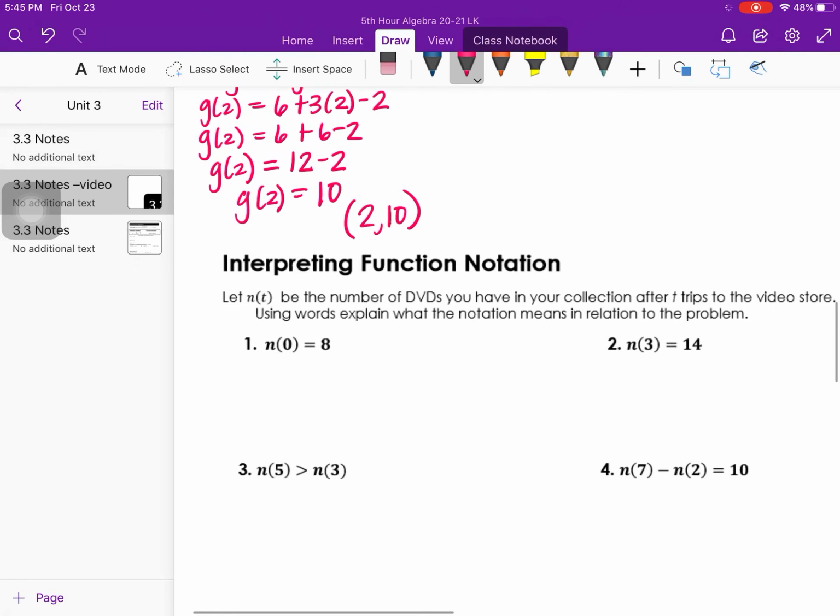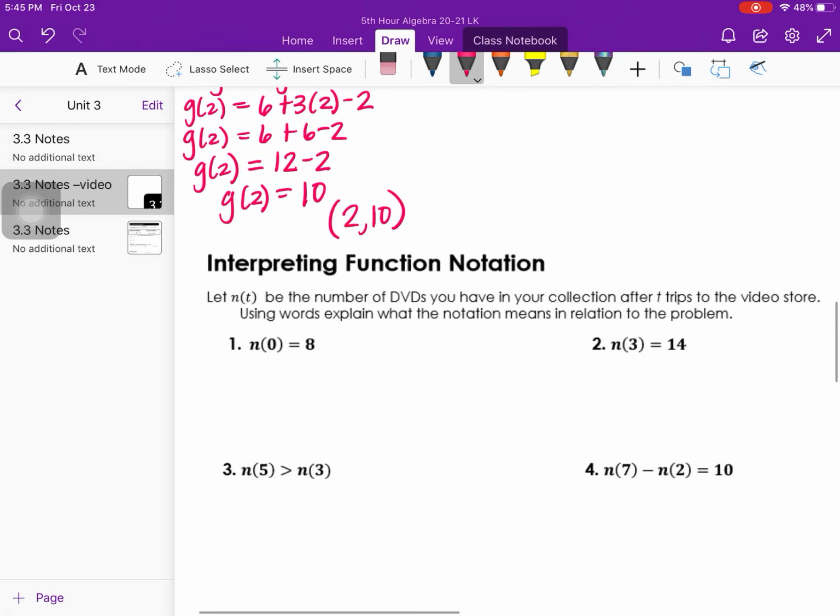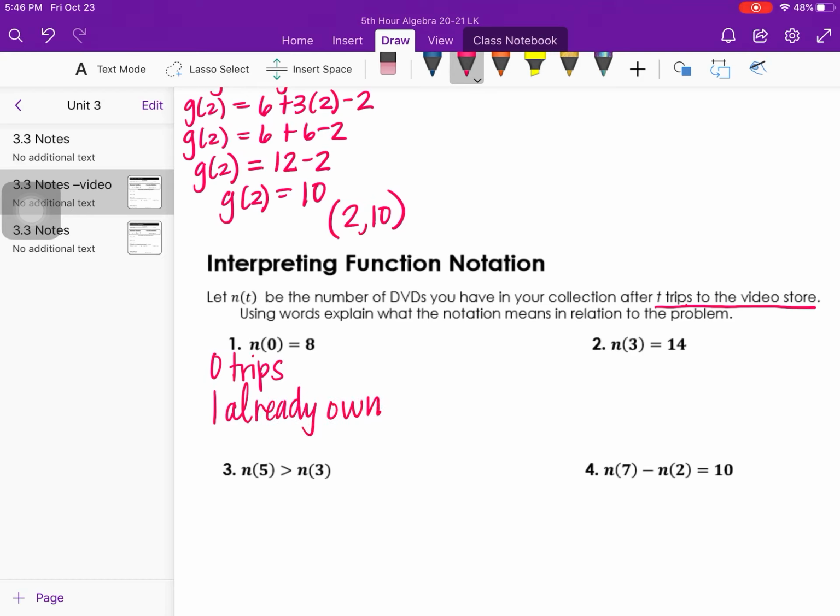All right, now this is when we're going to think about this in terms of a real life situation. So we're going to let n of t be the number of DVDs you have in your collection. T is going to represent trips to the video store. And then we're going to use words to write what the notation means in relation to the problem. So when t is 0, that's 0 trips. So you haven't even gone to the store yet. So that means I already own 8 DVDs.